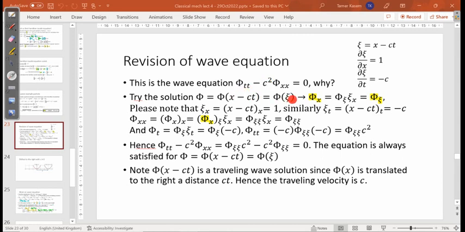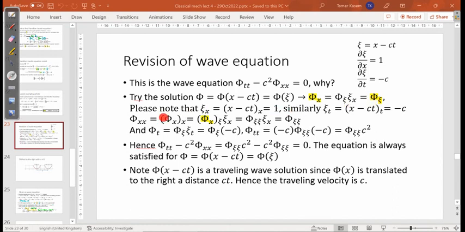It can be well proven. For example, try to get phi x, partial phi by partial x, in terms of zeta. Using the chain rule, partial phi by partial x will be partial phi by partial zeta multiplied by partial zeta by partial x. Zeta here is x minus ct, and it's easy to derive that partial zeta by partial x is equal to 1, and partial zeta by partial t is equal to negative c. Okay, so zeta x is simply 1, so partial phi by partial x will be equal to partial phi by partial zeta. Fine.